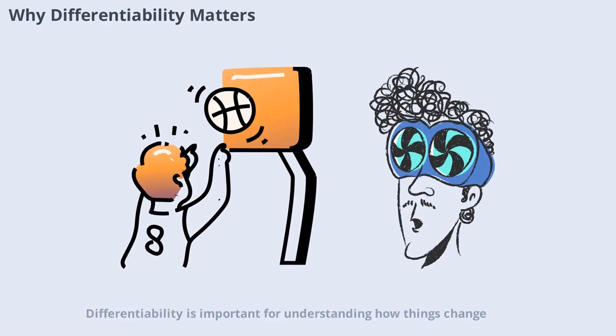Differentiability is important for understanding how things change. If a function is differentiable, we can measure how fast it's changing at any point. This helps us in science, engineering, and even in making video games. Smooth changes make everything work better.